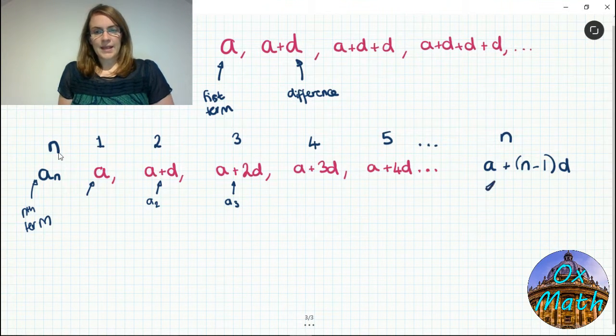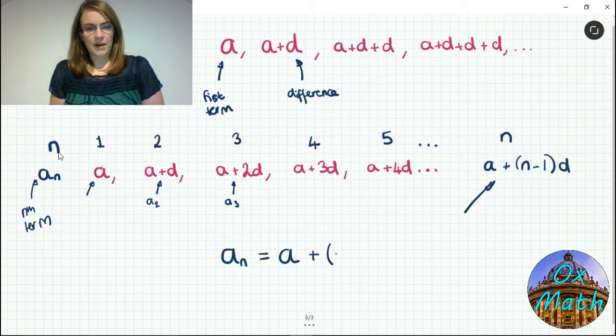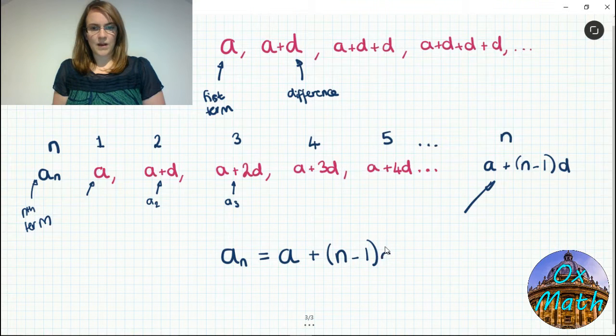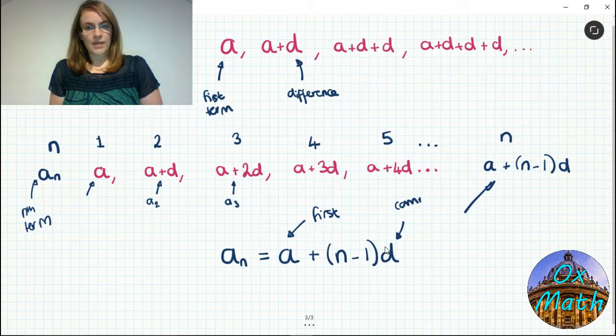So this actually gives us our first rule for arithmetic progressions, that our nth term, or an, is equal to our first term a plus n minus 1, which is 1 less than the position we're in, times d, which is our common difference of the sequence. So if you know your first term and the common difference, then you can actually find any term in the sequence without having to write out the whole sequence.